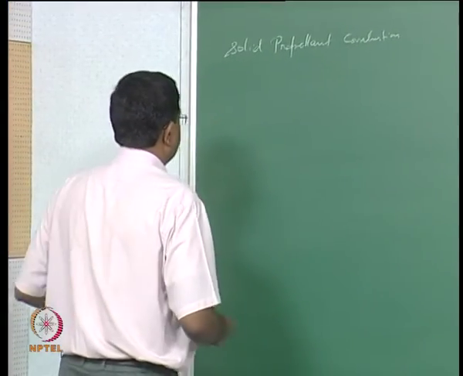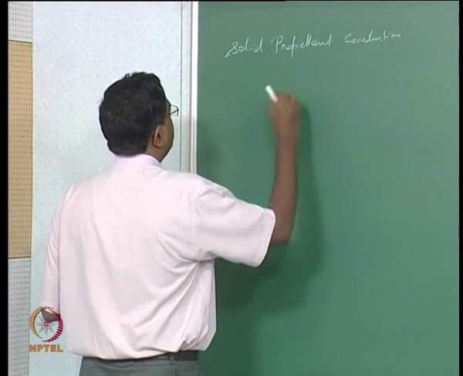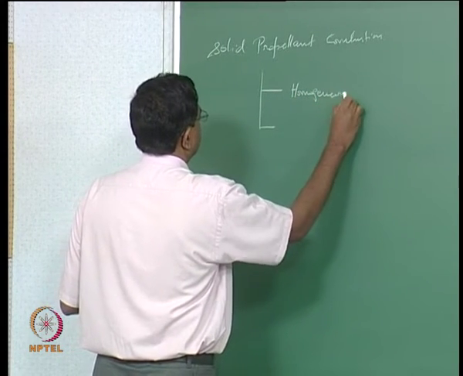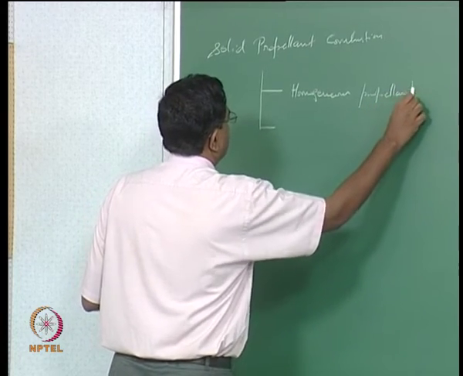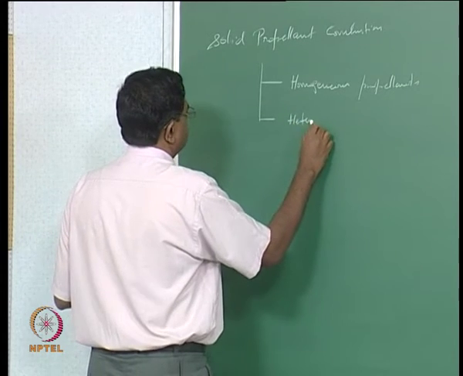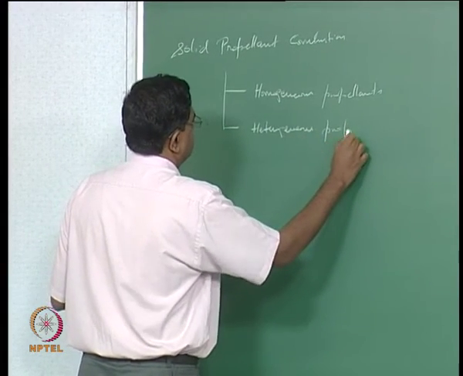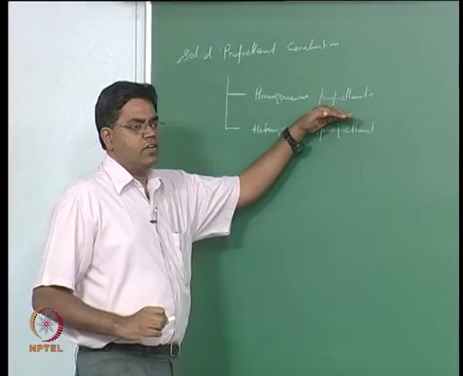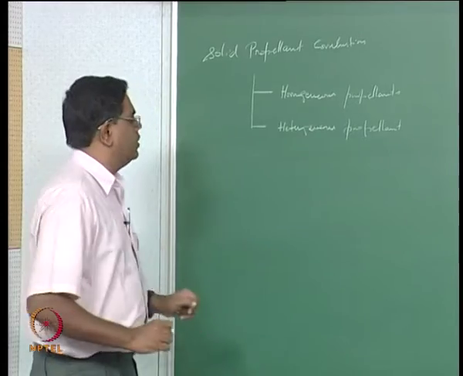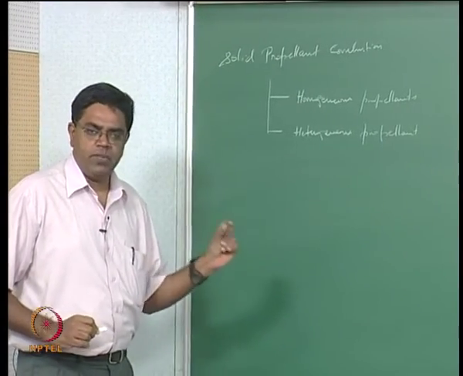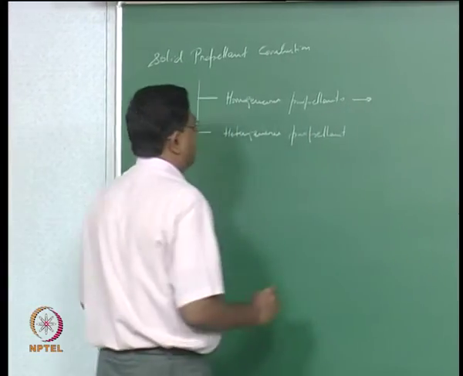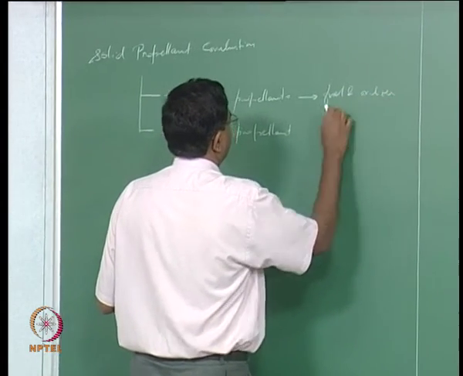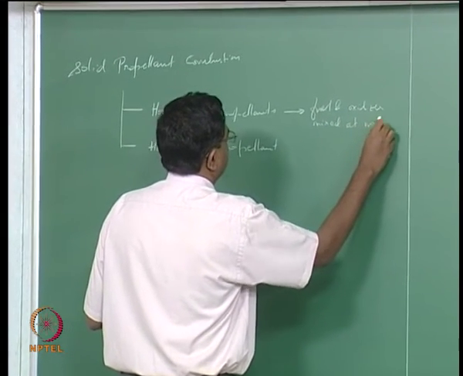So in the case of solid propellant combustion, what we need to understand is that we have to look at two cases. One is homogeneous propellants and the other one is heterogeneous propellants. The term propellant means that both the fuel and oxidizer are available in solid form together, and the question basically is to what level they are really mixed together. In the case of homogeneous propellants they are mixed up to the molecular level. So fuel and oxidizer mixed at molecular level.